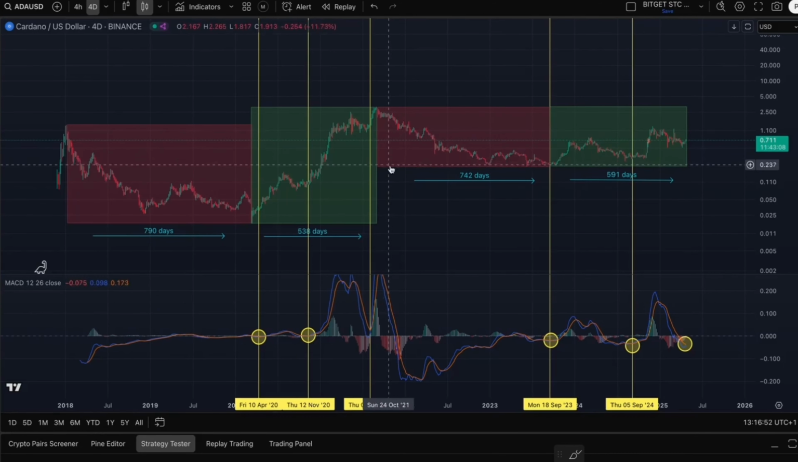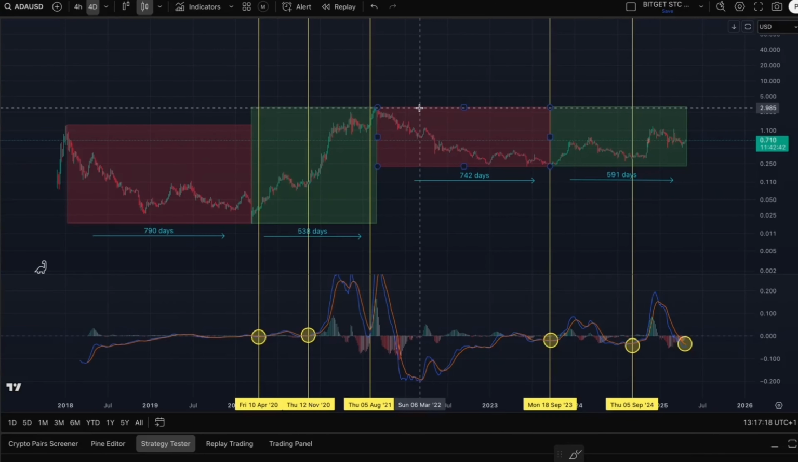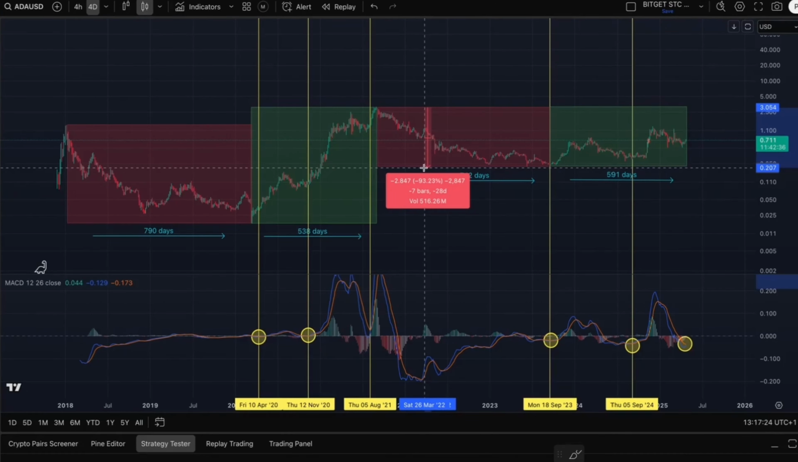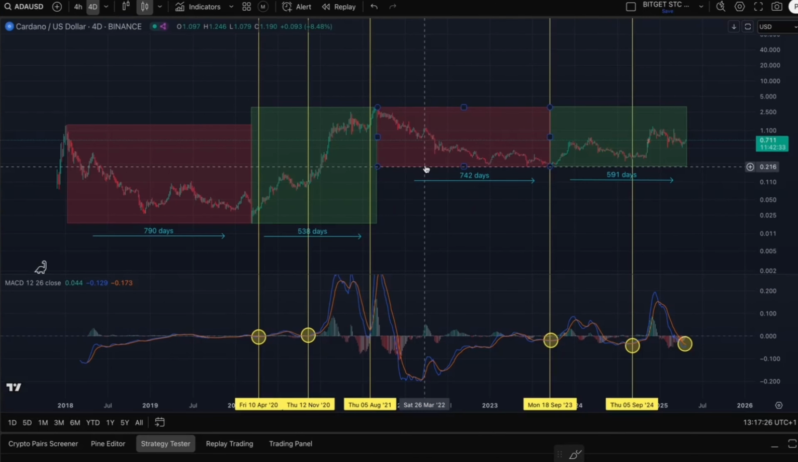Now, this other rectangular box is the bear market from exactly September 2021 to September 2023, approximately 742 days. If we just look at how much ADA retraced from that time, well, it retraced about 93%. So it lost 93% of its value, which is not uncommon for altcoins or Bitcoin for that matter.